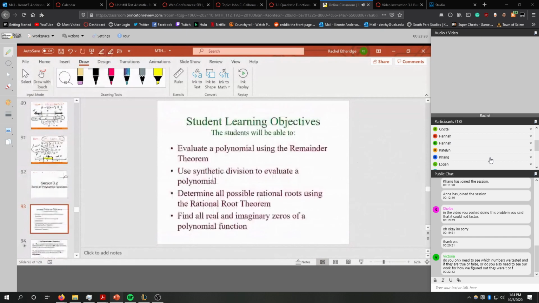So our objectives for this section will be evaluating a polynomial using the remainder theorem, using synthetic division to evaluate a polynomial, determine all possible roots using the rational root theorem, and then finding all real and imaginary roots of a polynomial function. So those are our objectives.